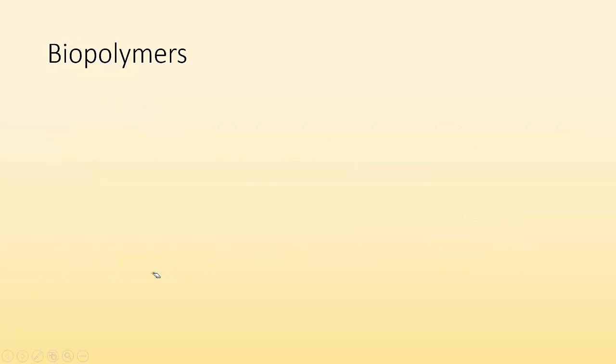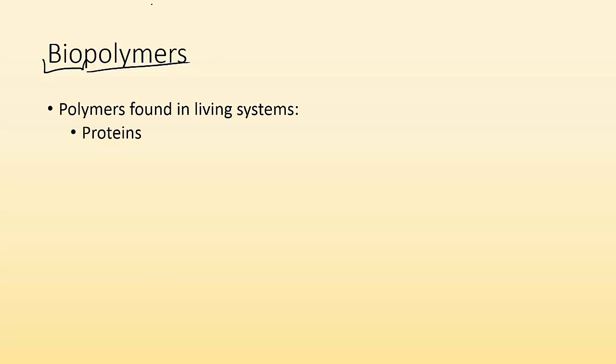So biopolymers. Bio has to do with living things, so obviously we're going to be talking about polymers found in living systems. Proteins, such as amylase, the digestive enzyme in saliva, right? Its monomer is going to be amino acids. So proteins are made of amino acids.